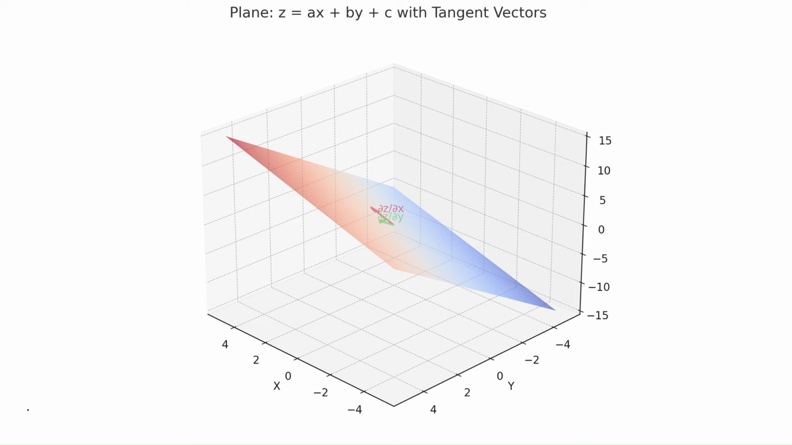Here's the updated 3D plot to understand the directions more clearly. The plane is shown in a blue-red gradient using the coolwarm color map. The crimson vector represents del z del x. The lime green vector shows del z del y.